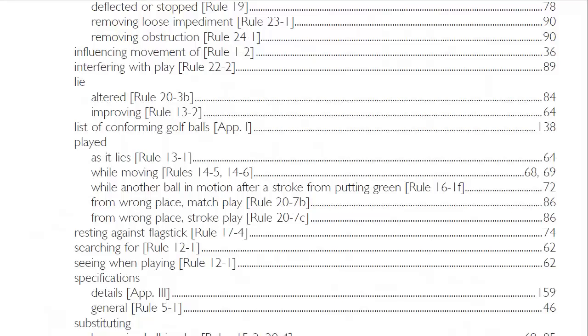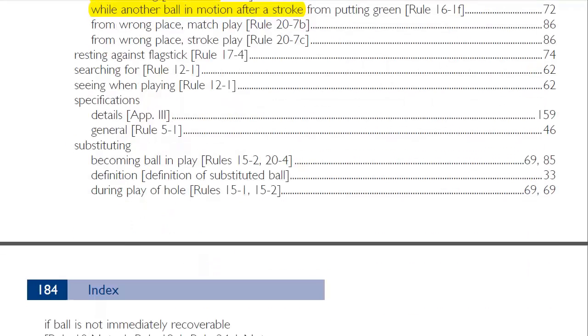So here you have one situation. We're going to go ball played, and then as it lies, while moving, while another ball is in motion, after a stroke is made from the putting green. So they're all tied. It ties in a lot of situations, and it's a very, very intensive and purposeful process here in the decisions, or in the index.